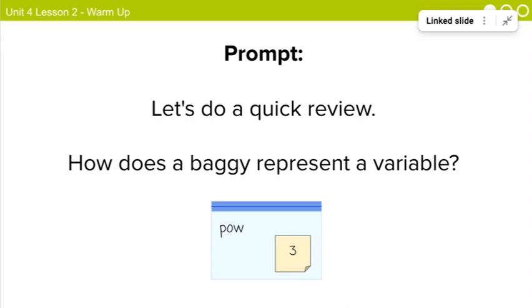So in your journal, I want you to write, how does a baggie represent a variable? Answer that question. Pause the video here so you have time to answer this in your journal. And remember, you're going to be submitting a picture of your journal as part of your evidence for completing the assignment, along with a screenshot of your code.org activities.